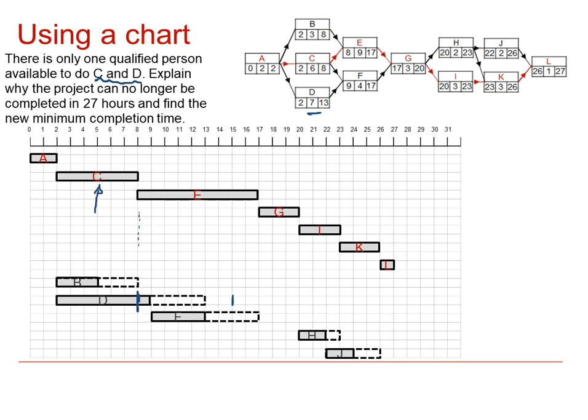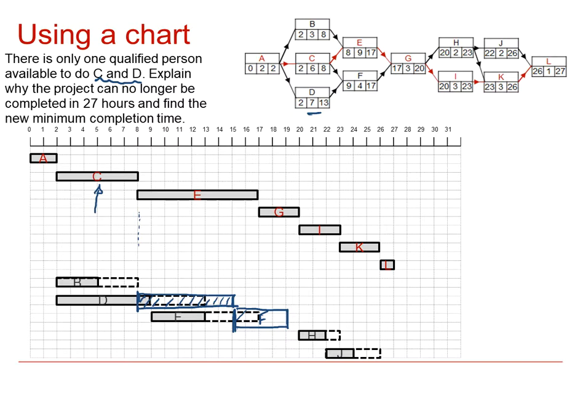Now you can see that that is now outside the float time. So by delaying the start of D so that it starts after C has been completed, it pushes it outside its float time. The knock-on effect of that is that F can't start until D has been completed, and that means that F finishes 2 hours later than it should do, at least 2 hours outside its float time. So this is now F.